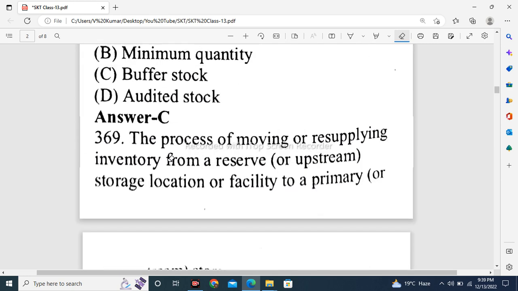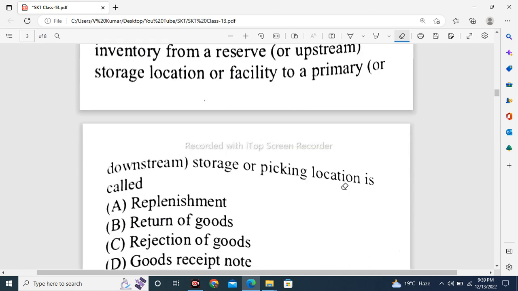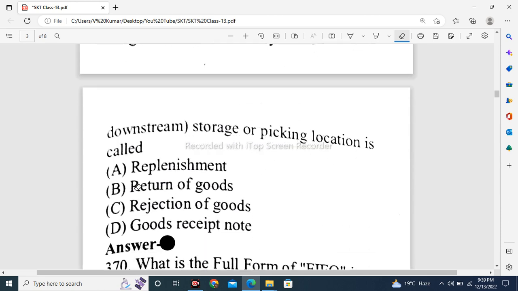Next, the process of moving or resupplying inventory from a reserve, a storage location or facility to a primary, a storage or picking location is called: A. Replenishment, B. Return of goods, C. Rejection of goods, D. Goods receipt note. Answer is A.